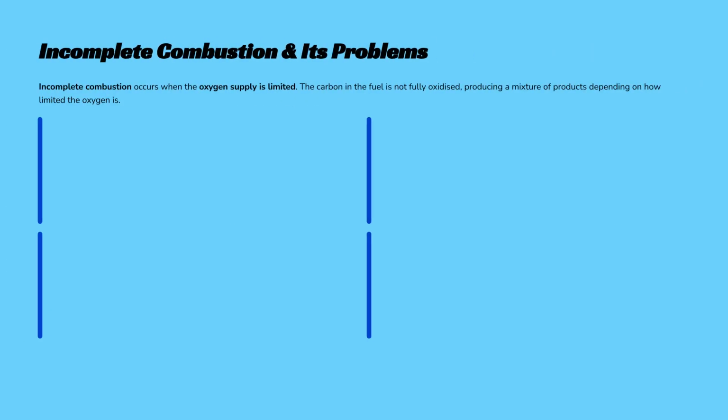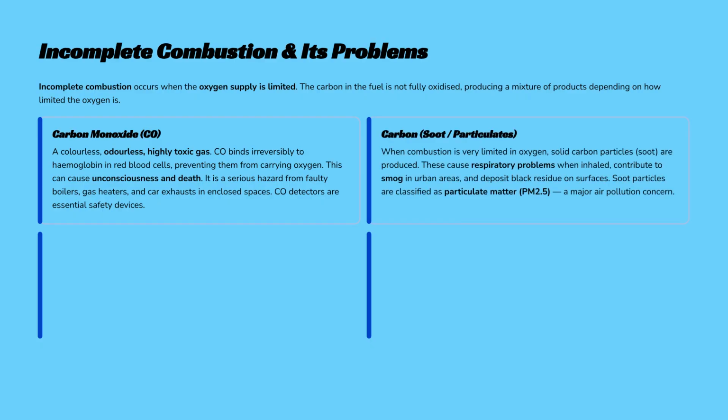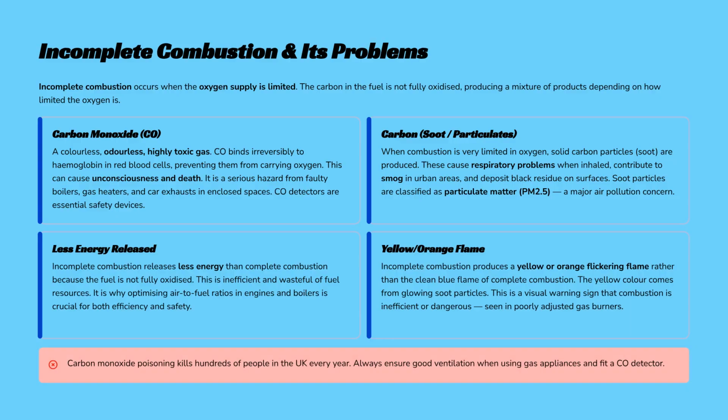Incomplete combustion occurs when the oxygen supply is limited. This produces harmful byproducts and less energy. Carbon monoxide is a highly toxic, odorless gas. Carbon soot can cause respiratory problems and smog. The reaction produces a less efficient yellow or orange flame, indicating limited oxygen supply. Always ensure good ventilation and use CO detectors.